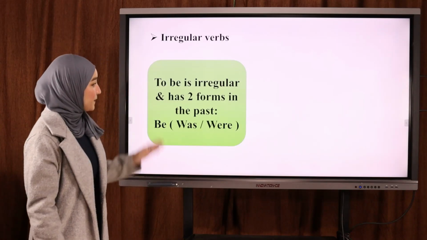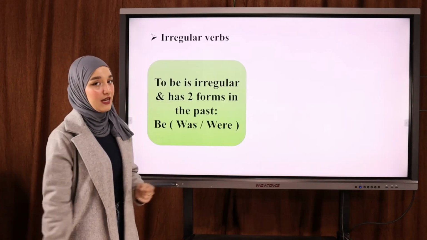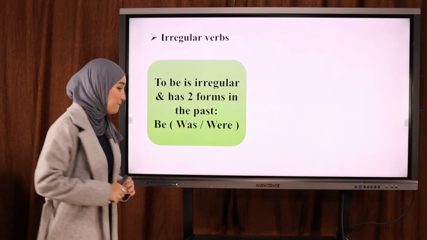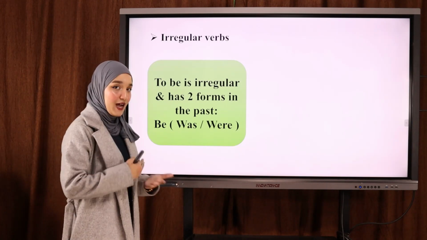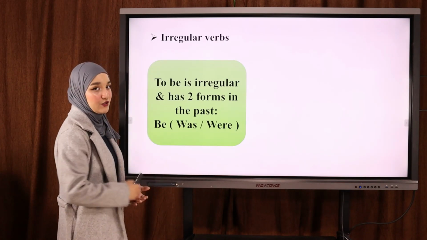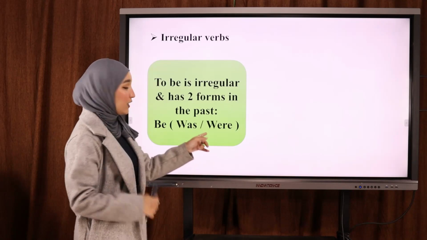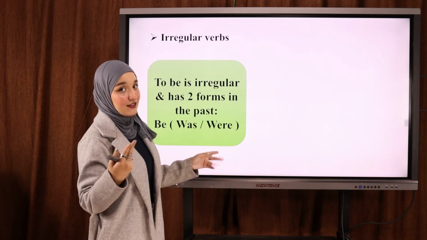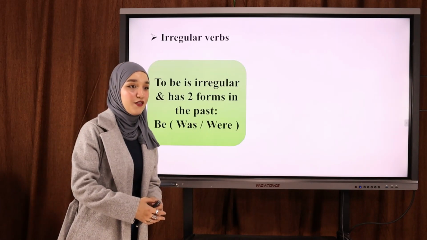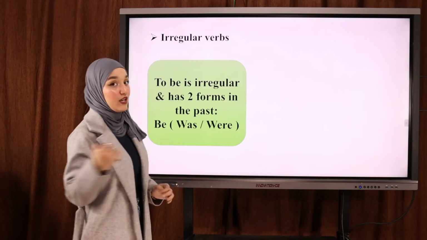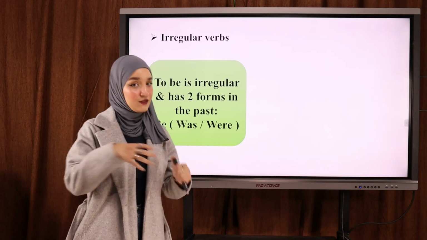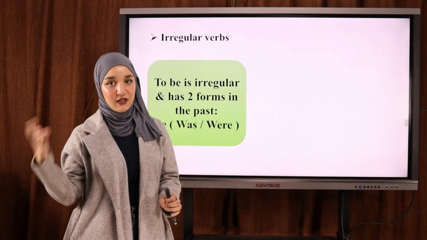Now, irregular verbs, to be is one of them. To be is one of the irregular verbs. So to be is irregular and has two forms, okay? With I, she, he, it, it's was. So she was tired, she was sick, هي كانت مريضة. With you and they and we, it's were. So we were absent, they were excited, okay? كانوا متحمسين. So of course we use to be to describe a state, a state that occurred in the present or in the past.